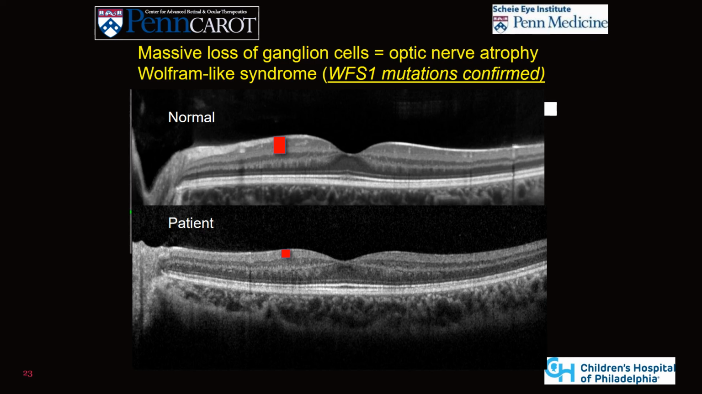Usher syndrome was ruled out because in Usher syndrome you would expect to have a major problem in the photoreceptors themselves, not in the inner retina. And this was exactly the opposite in this patient, and she was found to be positive for the mutation.